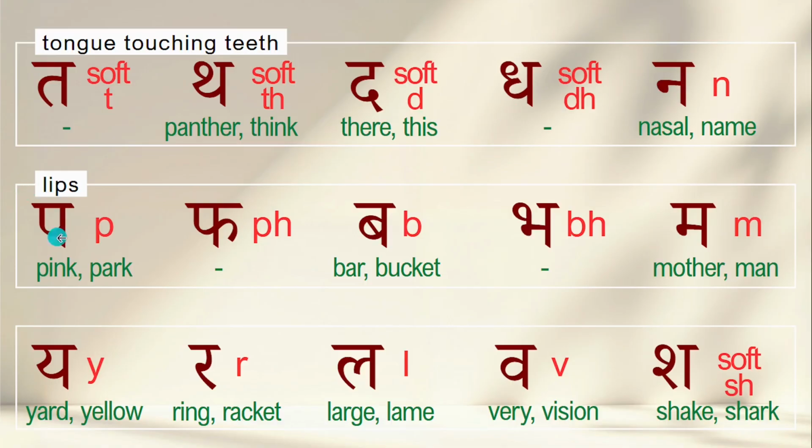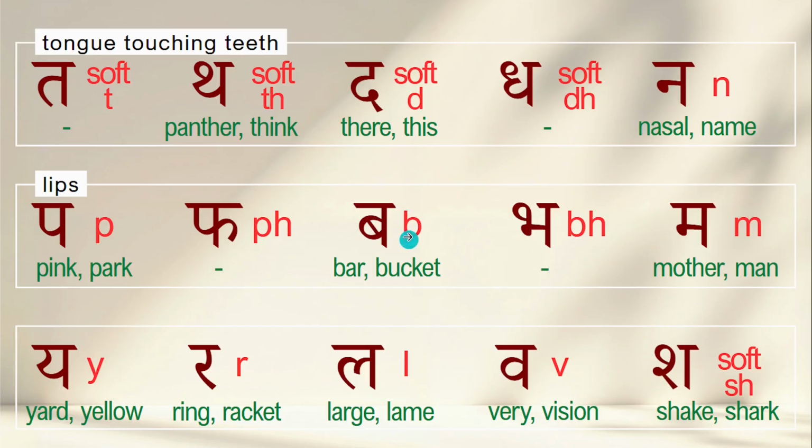Okay, next, these ones will be from the lips. Now p, as in pink, park, so that's p. Then this one will be ph. Sometimes you will see a dot under this, and when the dot is there, then it's for failure. But this one is not that, alright? This one is h. So p and h. Again, I couldn't find any English words.